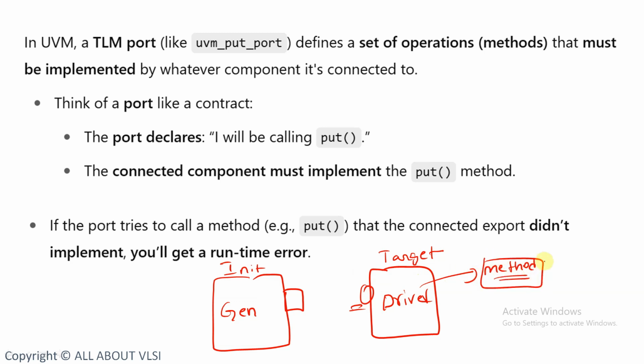whatever the method may be. If it is a push based transaction, those respective methods will be implemented, or if it is a pull based transaction, then those particular methods will be implemented. It may be a blocking method or non-blocking method, whatever it may be. If the target is going to have an implementation port, it should implement it. If the port tries to call a method, for example put, that is connected to an export that didn't implement it, you will get a runtime error.